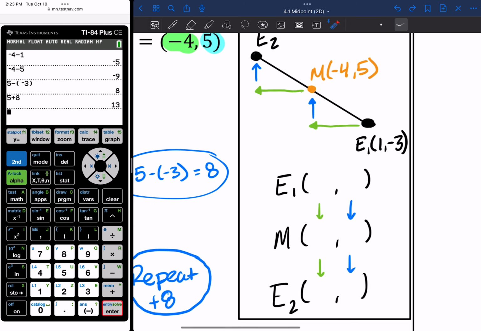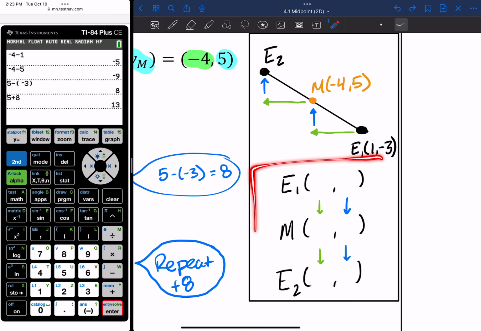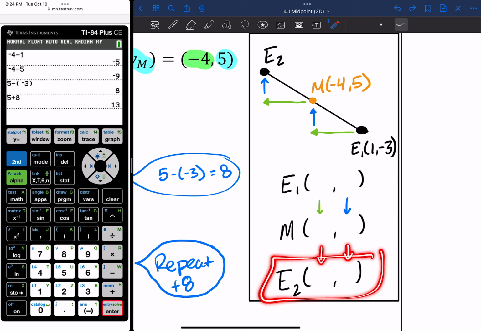I would highly recommend writing this out. Write your E1, then your E1 and your midpoint, then figure out how much you have to do in the x and the y component. Repeat that again, and you'll find your other endpoint.